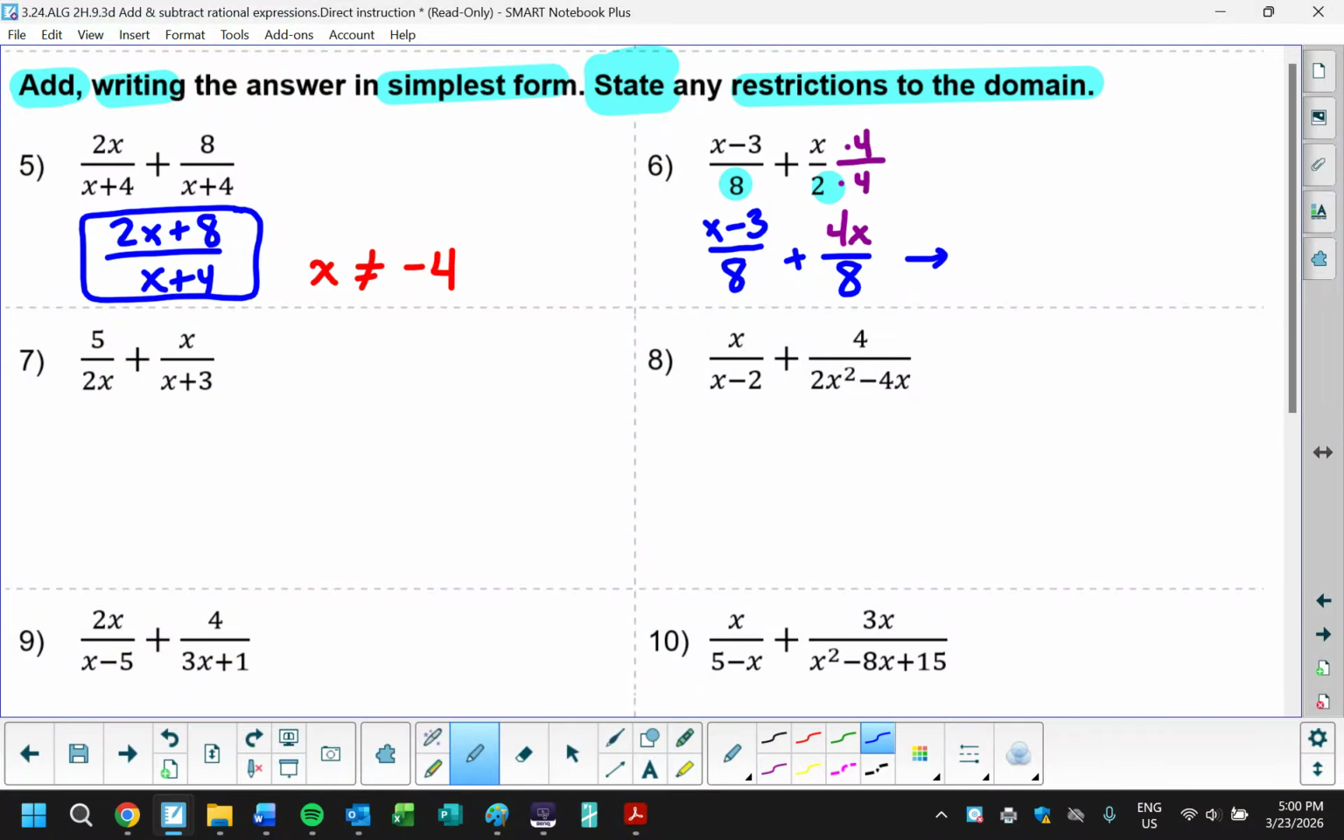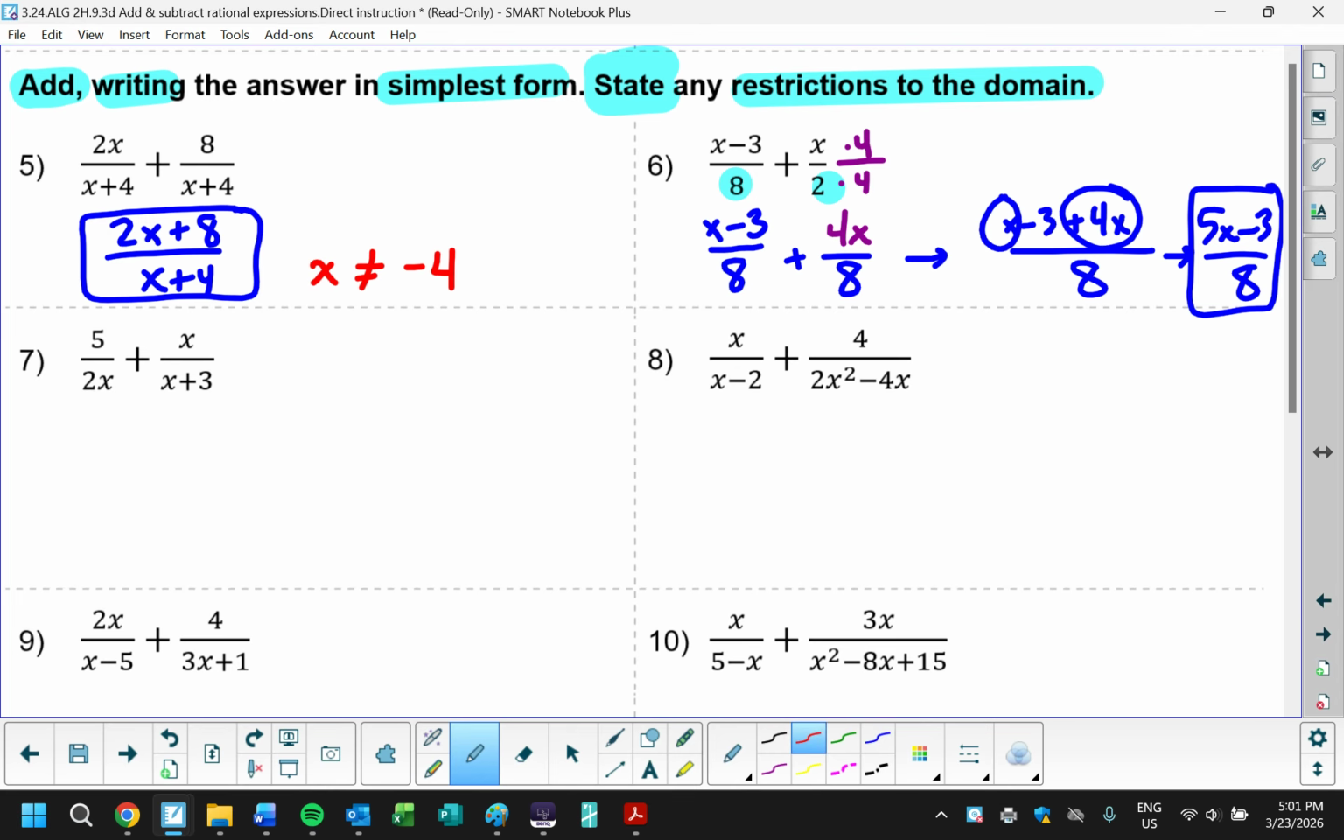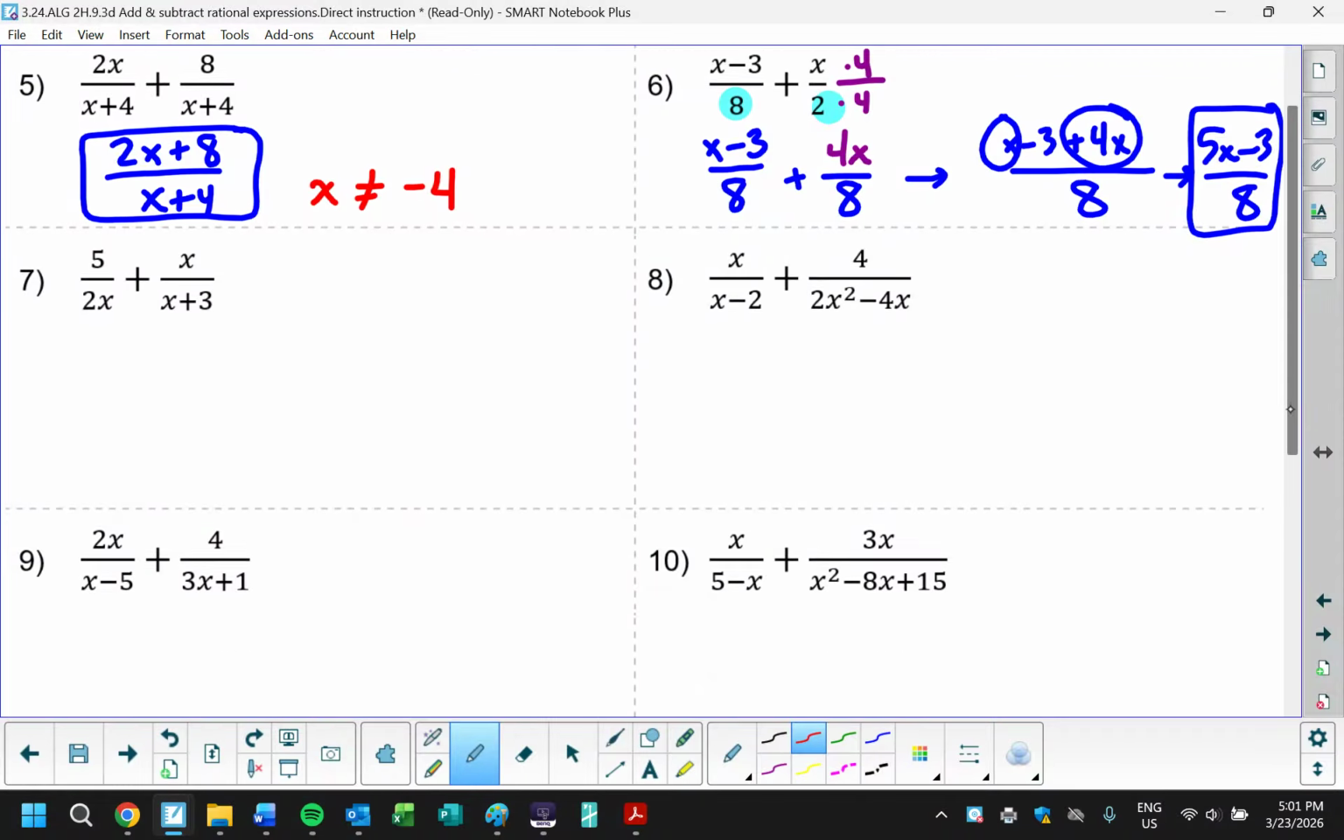Now that we have that common denominator, I'm not going to write an equal sign, but it's okay if you do. We're going to have x minus 3 plus 4x. And yes, you have some like terms that we can combine. So we get 5x minus 3 all over 8. Does anything subtract, divide, reduce out of that? Nope. And are there any x values that it cannot be? Well, guess what? There's no x in the denominator. There's no x that would blow this problem up. Let's continue on to problem 7.